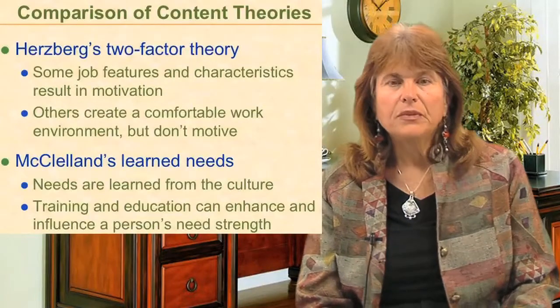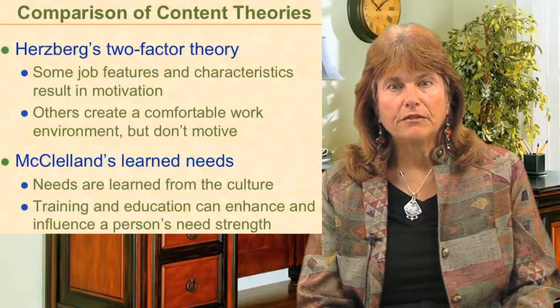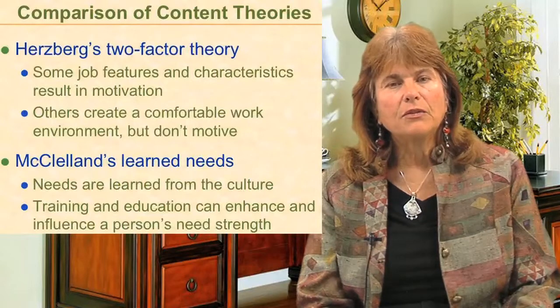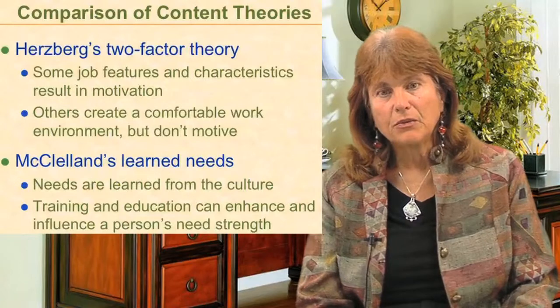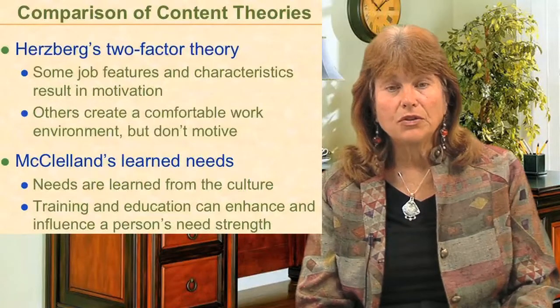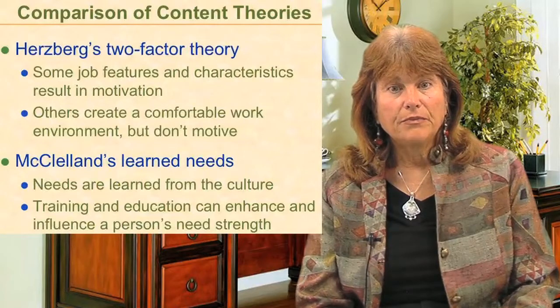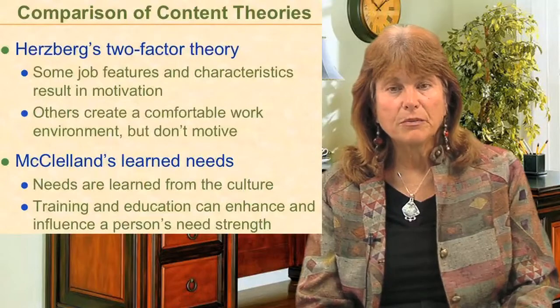Now, in terms of the content theories, in Herzberg's two-factor theory, some job features and characteristics result in motivation, like high pay or a challenging job. Others create a comfortable work environment but don't motivate, like just having a safe place to work and getting a reasonable paycheck. McClelland said that there are needs that are learned from the culture you're in, and that you can train and help people develop more perception about their needs. Now, expectancy theory gets a little bit more complicated.